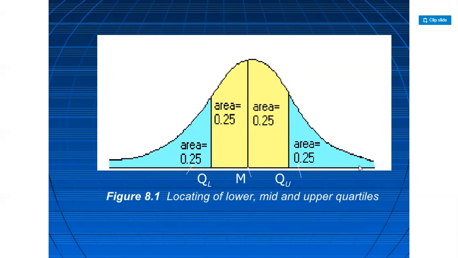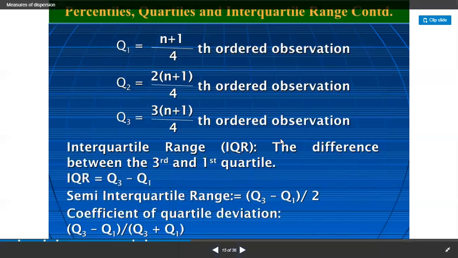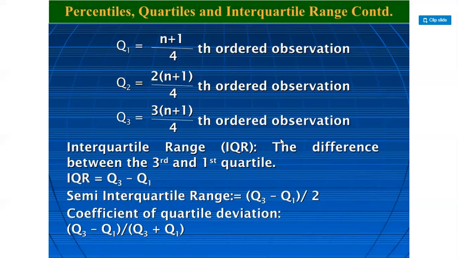So Q1 equals 25% and Q3 equals 75%. Likewise we can divide the quartiles. Here are the formulas of the quartiles. Quartile 1 equals n plus 1 divided by 4, and Q2 equals 2 into n plus 1 divided by 4. If we want to find quartile 3, then it is n plus 1 multiplied by 3 divided by 4. So we get the answer.